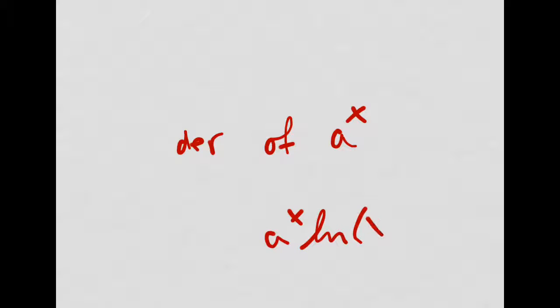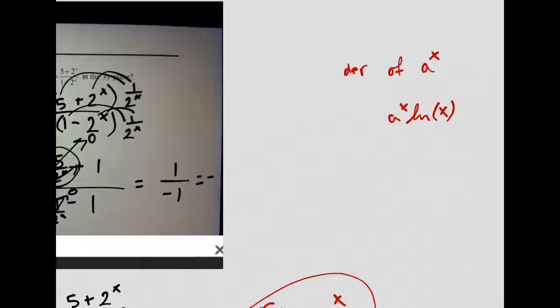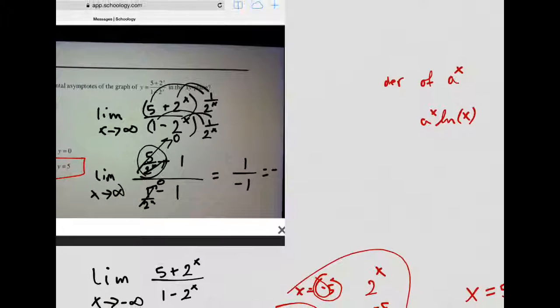Actually, I'm not even sure. You should look up the derivative of a to the x. I think it's a to the x times the natural log of a. I think it's the same thing, and so instead of a, you'd have 2. Let's see. I don't know if that would help us or not. In fact, I don't think it does. I don't think it works at all.